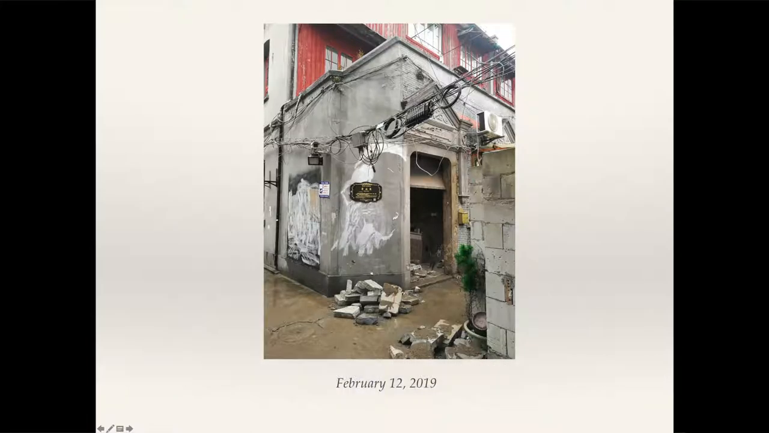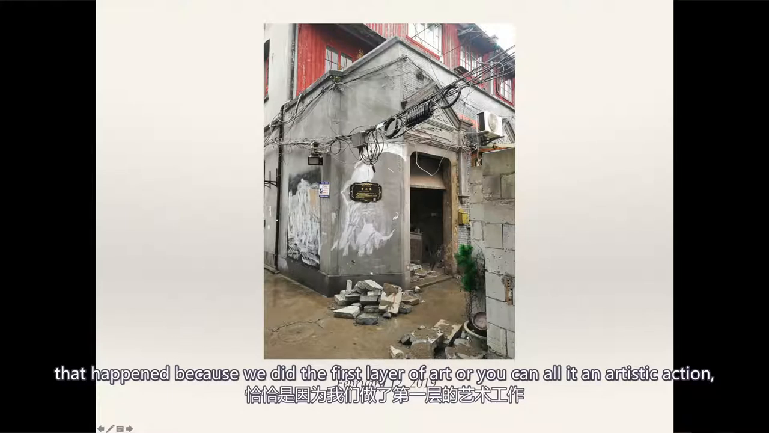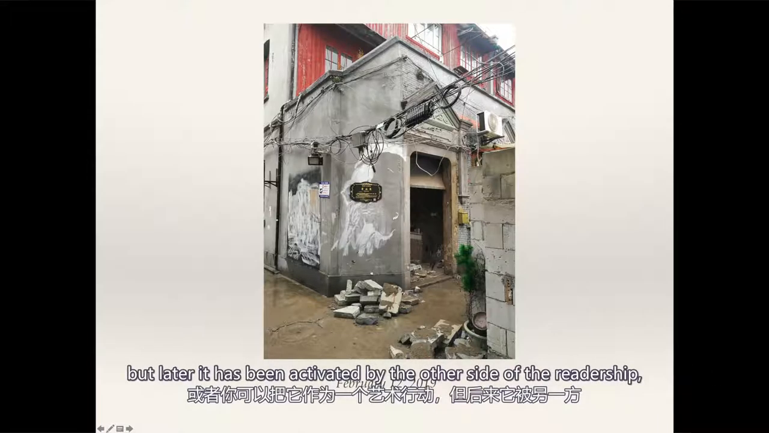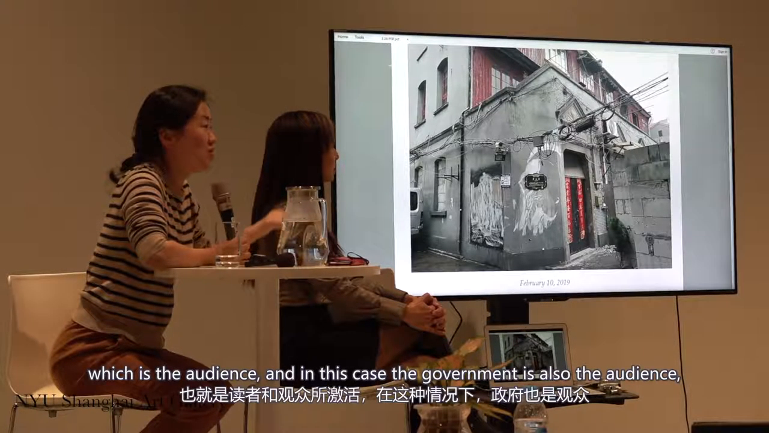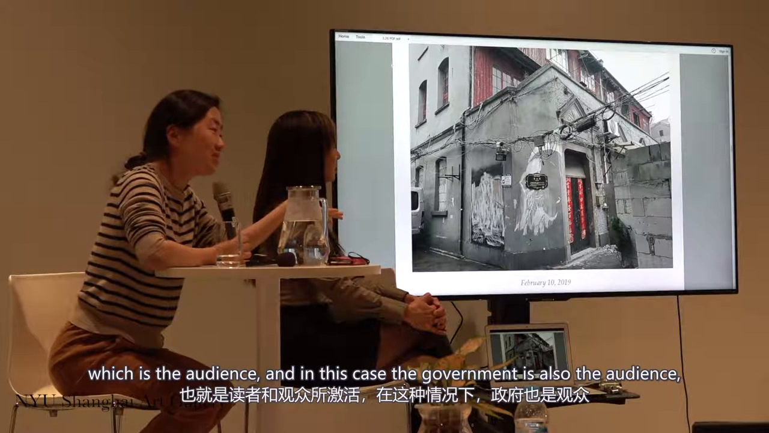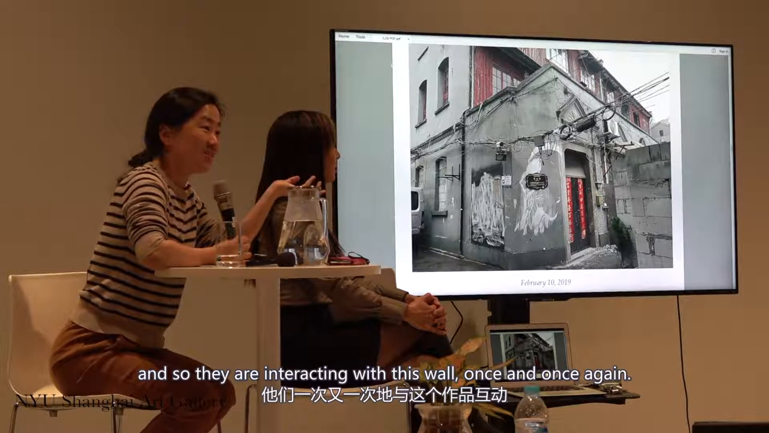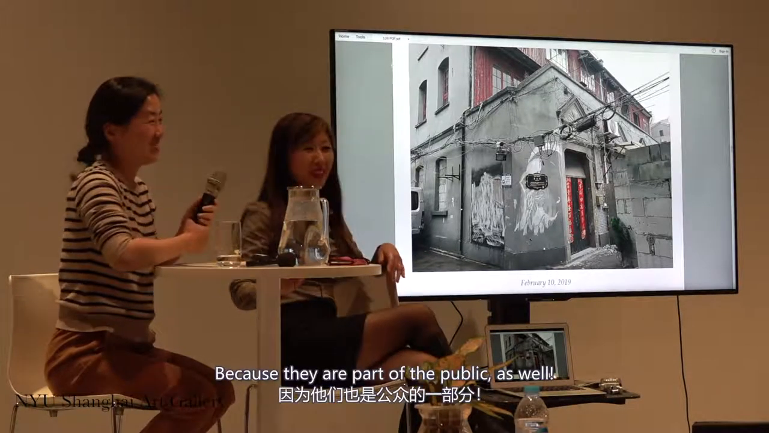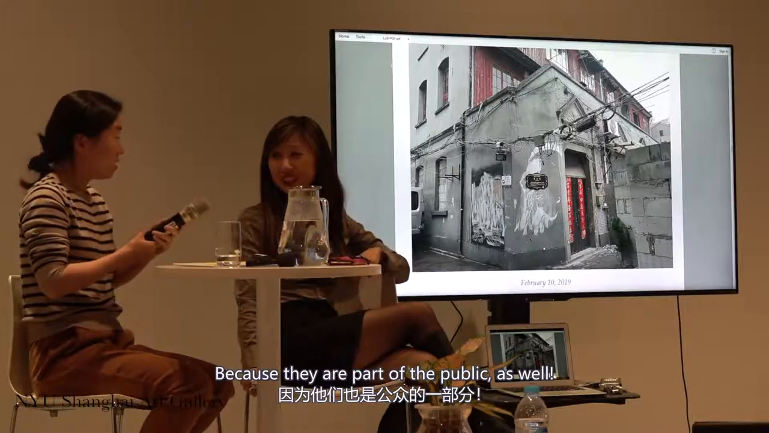They have to play around with it. And this is something that happened because we did the first layer of art, or you can call it an artistic action. But then later, it has been so activated by the other side of the readership, which is the audience. And in this case, the government is also the audience. So they are interacting with this wall once and once again, because they are also part of the public as well.